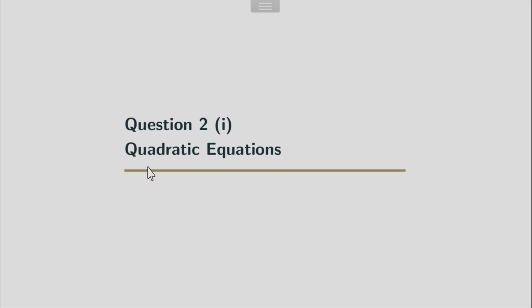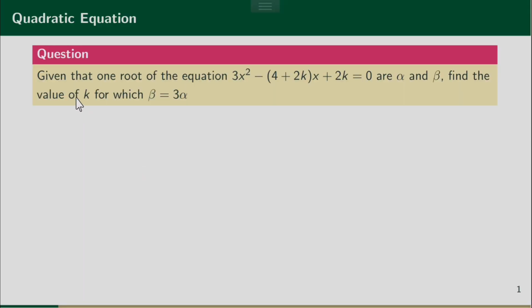So the question is on quadratic equations. I'll read it and we'll see how to solve it. Given that the roots of the equation 3x² − (4 + 2k)x + 2k = 0 are alpha and beta, find the value of k for which beta is equal to 3 alpha.